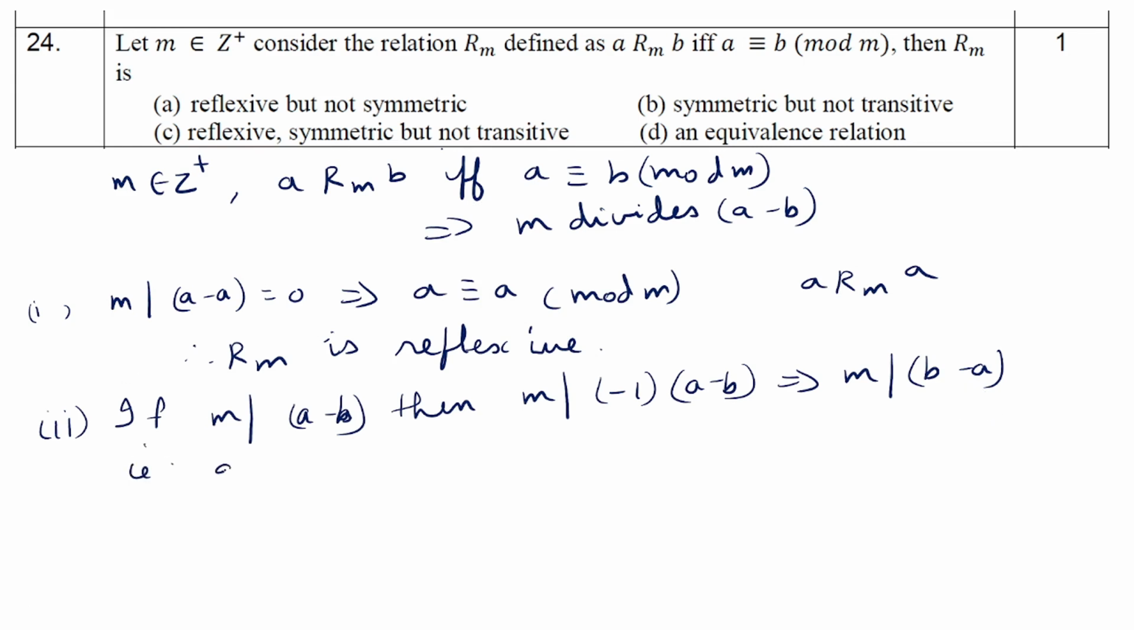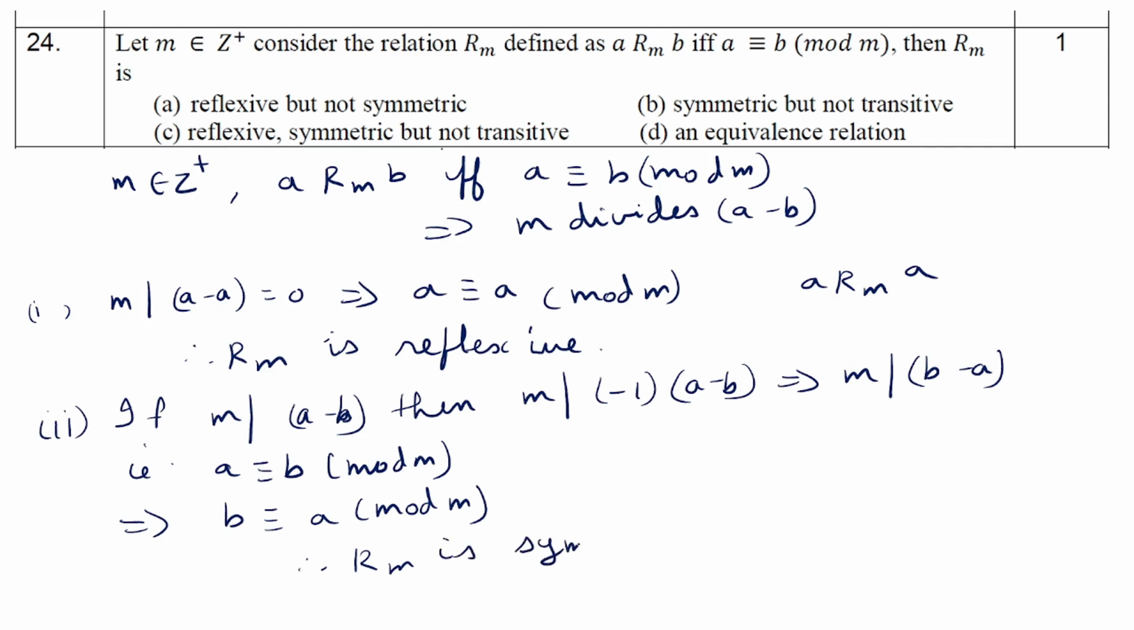So we get, that is, if A is congruent to B mod M, then this implies B is congruent to A mod M, which means the relation is symmetric. Rm is symmetric for all A, B belongs to Z, the set of integers. So here we have proved the relation is reflexive, and now we have proved the relation is symmetric.